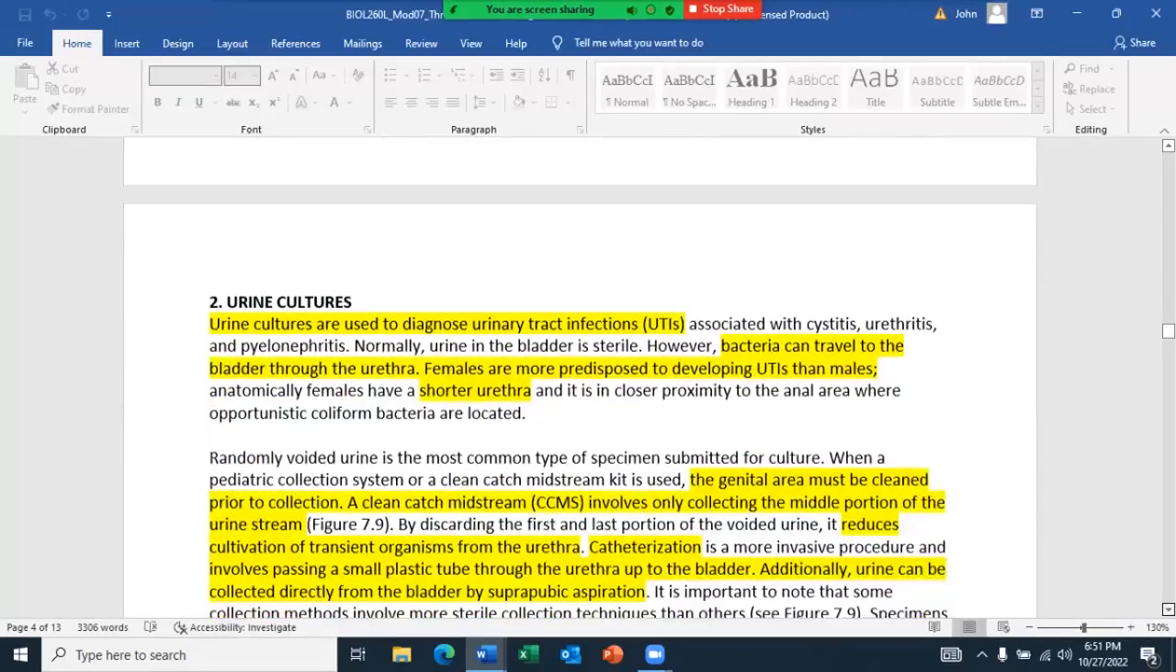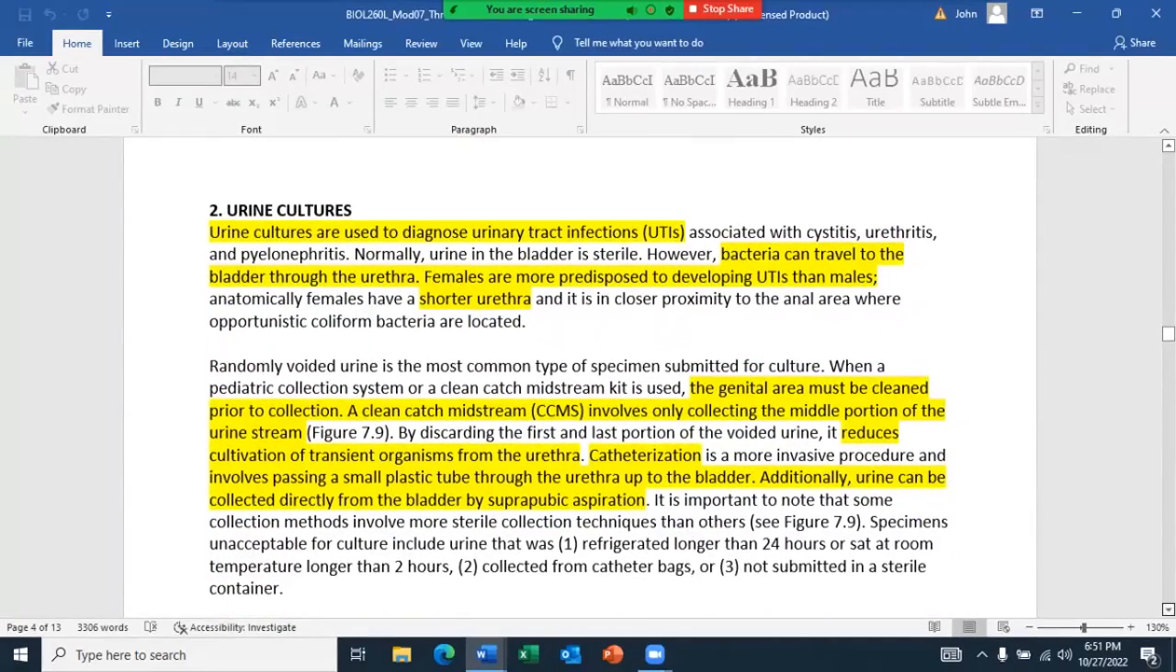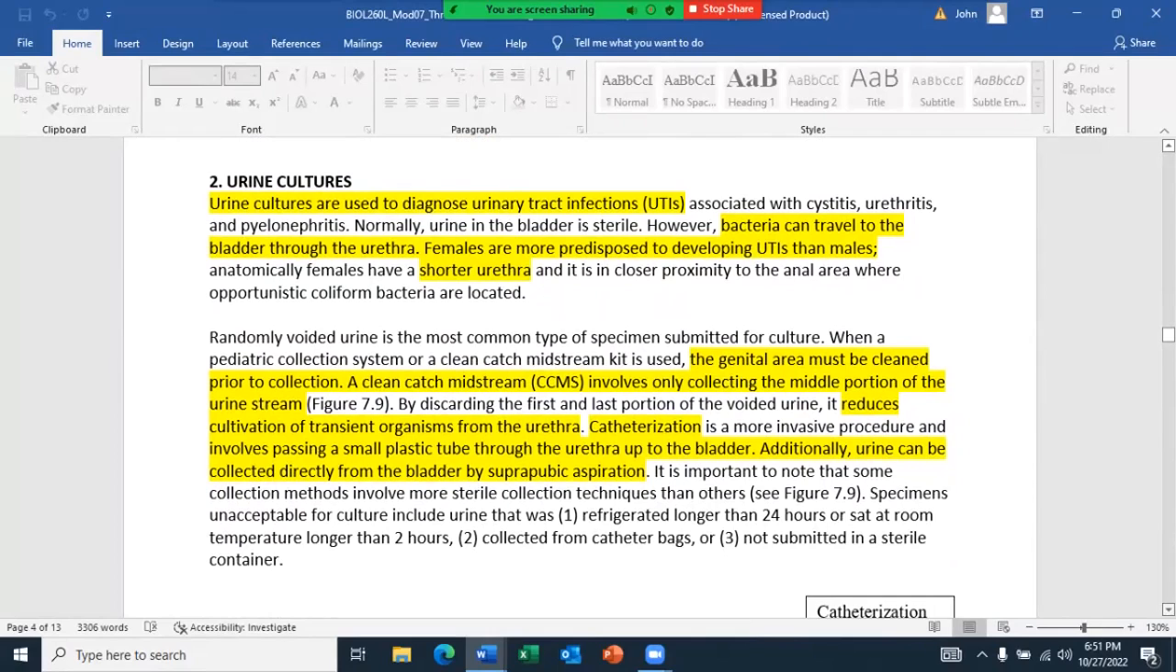Any questions about throat cultures? If not, let's move on to urine cultures. Urine cultures are used to diagnose urinary tract infections or UTIs. The bacteria can travel from the urethra up to the bladder. Females are more predisposed to developing UTIs than males simply because they have a shorter urethra.